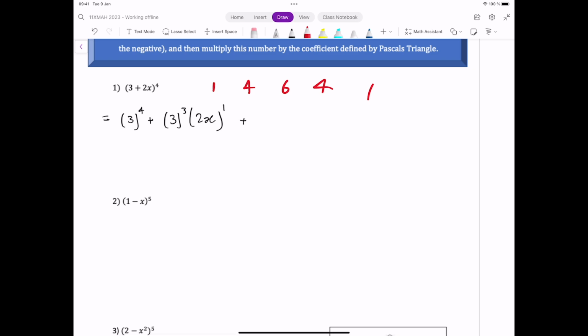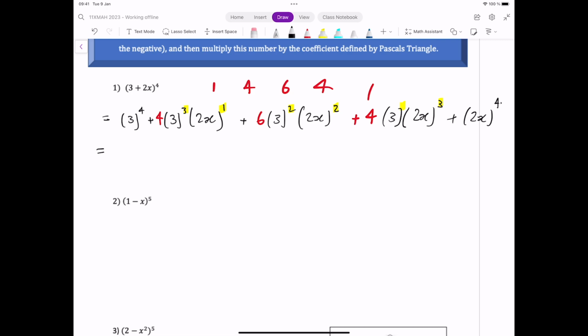Plus, and I keep doing this, we need to times our 4 out here from Pascal's triangle, plus 6 times 3 to the power of 2, (2x) to the power of 2, plus 4, 3, (2x) to the power of 3, plus 1 times, the last one's quite obvious, (2x) all to the power of 4. Now it's important to note that the powers in each term always add up to the value of n. So 3 plus 1 is 4, 2 plus 2 is 4, 1 plus 3 is 4, and so on.